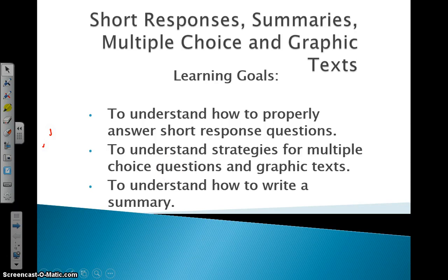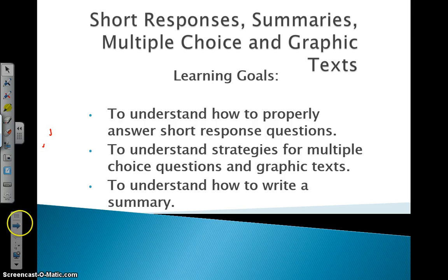Welcome to the OSSLT prep session on short responses, summaries, multiple choice, and graphic texts. Today's learning goals are to understand how to properly answer short response questions, to understand strategies for multiple choice questions and graphic texts, and finally to understand how to write a summary.